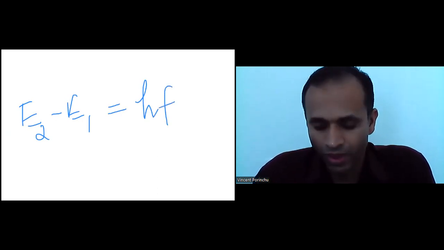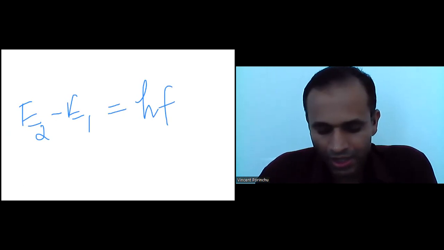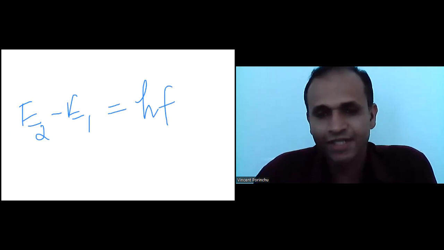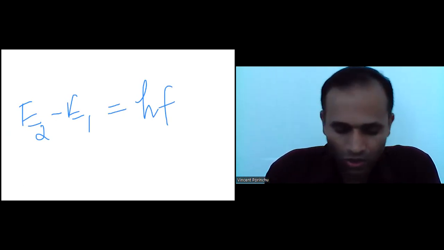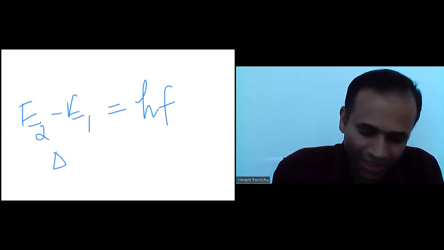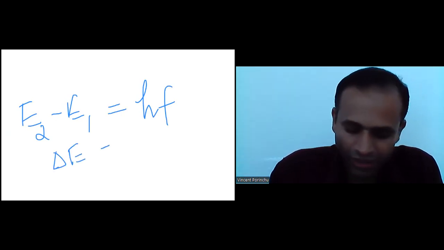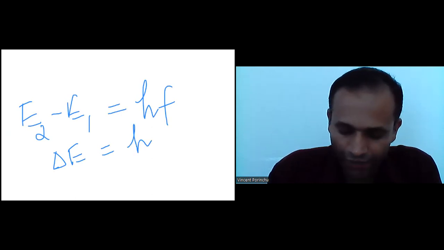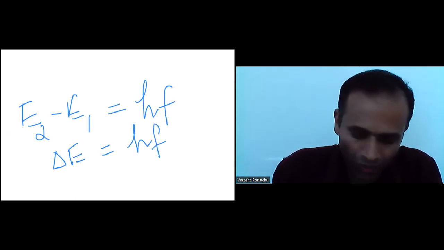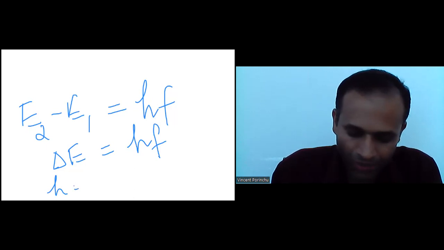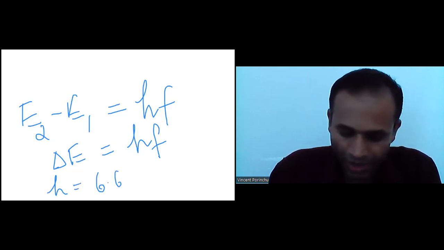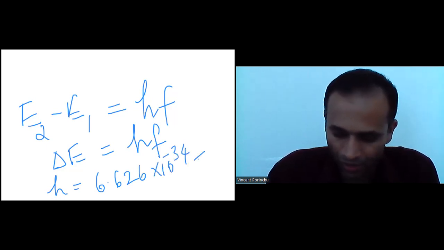Some books say nu. So E2 minus E1 is equal to hf, or we can call it delta E, the change of energy. The difference in energy is equal to hf. Here h is called Planck's constant. Its value is 6.626 times 10 to the power of minus 34 joule seconds.